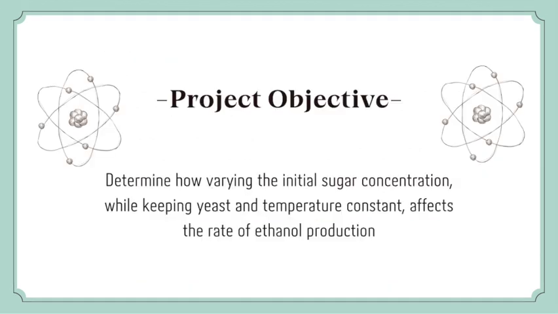Our objective was to determine how varying the initial sugar concentration affects the rate of ethanol production, while keeping yeast concentration and the temperature constant. We used different sugar concentrations ranging from 15 to 25 grams and kept the yeast at 9 grams across all trials, with a constant temperature of 30 degrees Celsius maintained using a water bath.